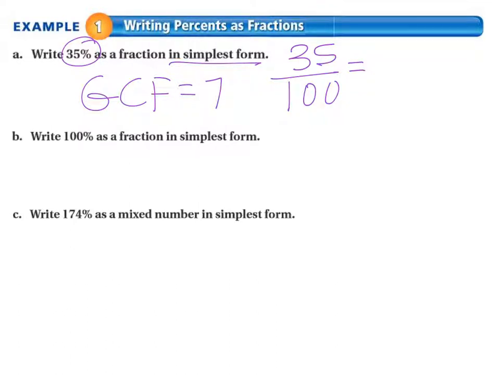So 35 divided by 5 is 7, and 100 divided by 5 is 20.